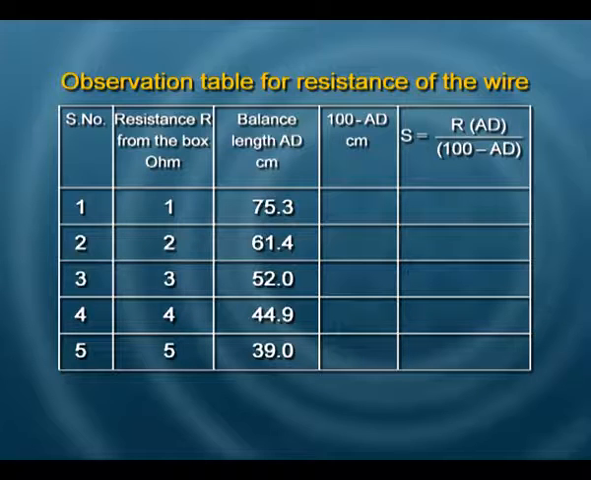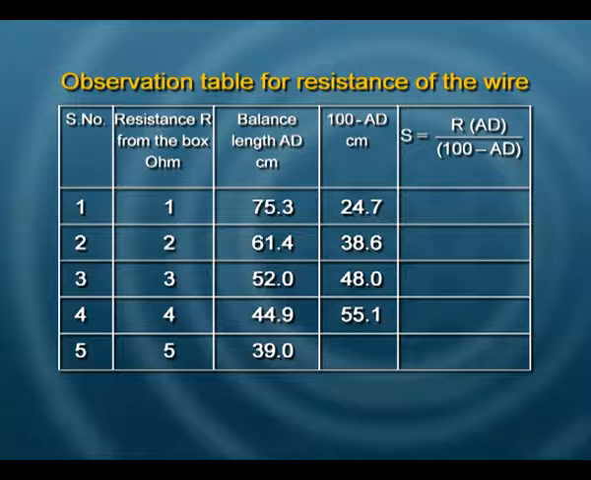We will first calculate the value of 100 minus AD. So, the first reading with 1 ohm is 24.7, the second one with 2 ohms is 38.6, with 3 ohms 48, 4 is 55.1 and with 5 ohms it is 61.0.